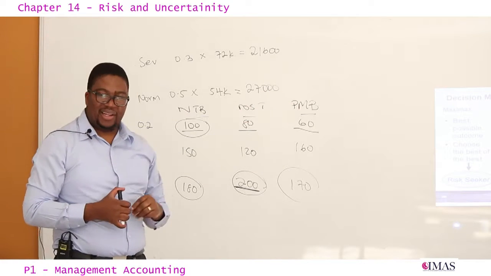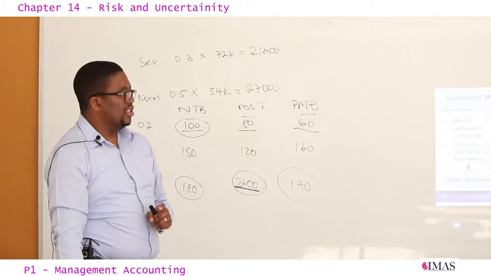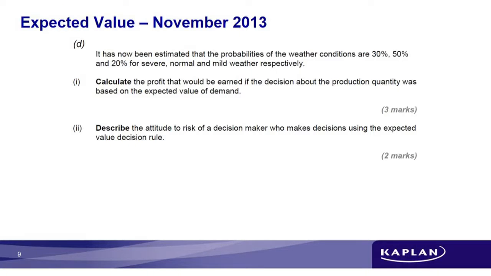Therefore, the risk neutral guy is the guy that in the previous question we're being asked about. If you go back then to the previous question, they said describe the attitude to risk of a decision maker who makes decisions using the expected value decision rule. Therefore, we're saying that is the person who is risk neutral. Therefore, we've answered the question.